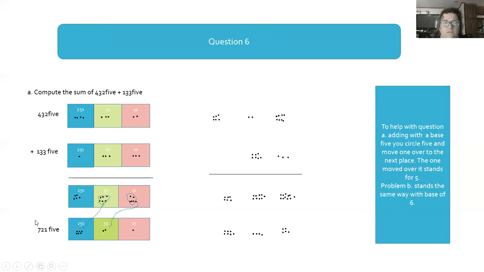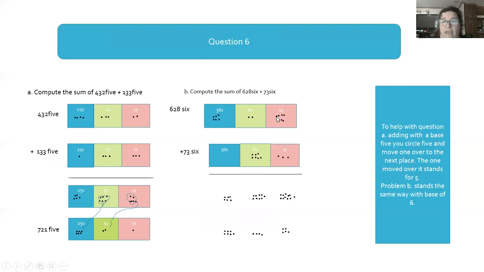And it's going to be 6. It is 6. Sorry, guys. The little dots are right. It's 6. I don't know why I did that. Okay, it says compute the sums in 6. So what we're going to do, instead of circling 5s, we're going to circle 6s. And then if you have a 6, you will move over 1.